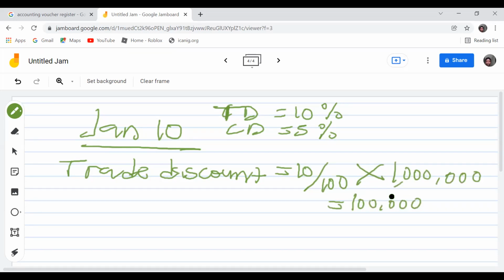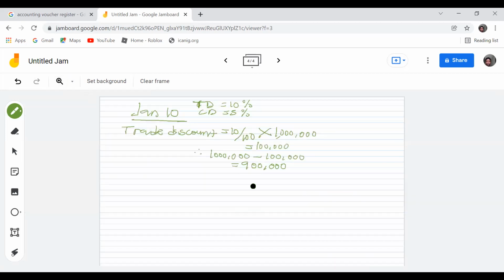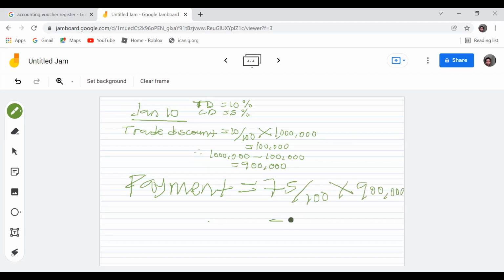All right. So therefore, 1 million minus the discount of 100,000 equals 900,000. And we are now told that you made a payment of 75%. You only made a payment of 75%. So it's going to be 75 divided by 100, multiplied by 900,000. All right. And that will be how much?